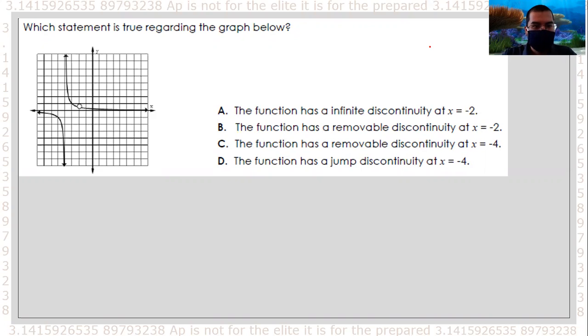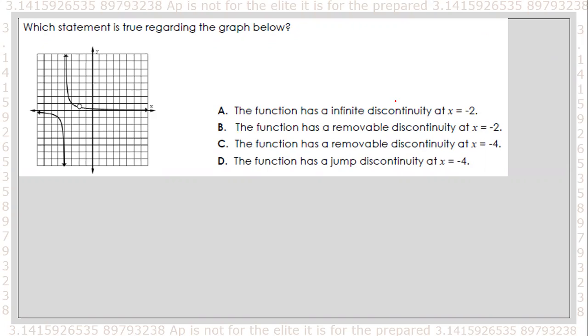So let's go ahead and begin by analyzing this graph and answering one of the few characteristics that we see. Go ahead and answer this question. So hopefully you were able to see that I have this function, and there is a vertical asymptote right over here. I can tell you that it is at x equals -4. And we have a removable discontinuity right over here at x equals -2.